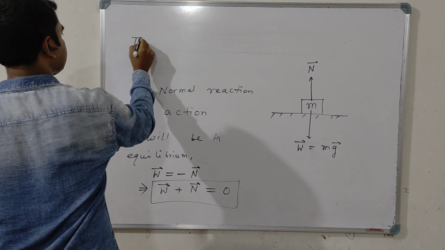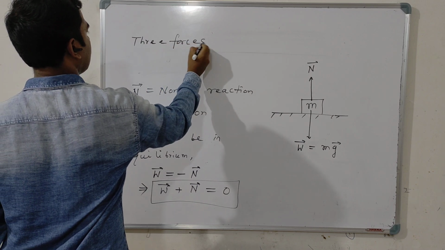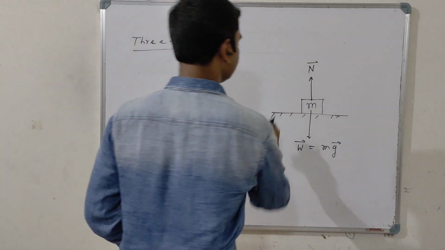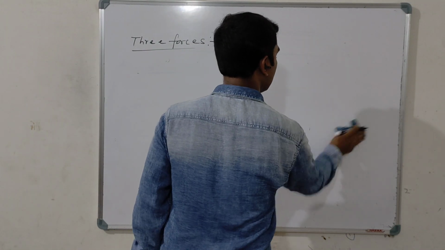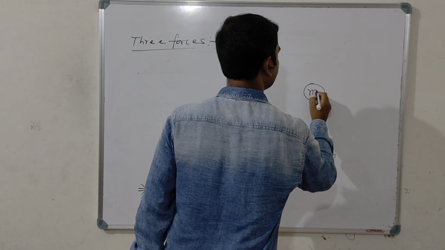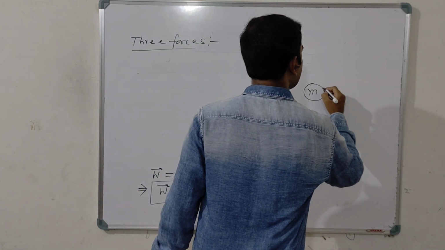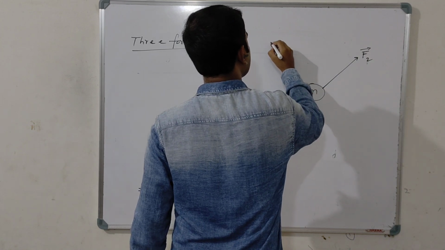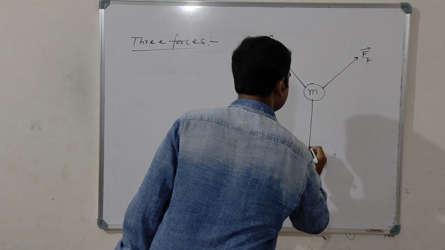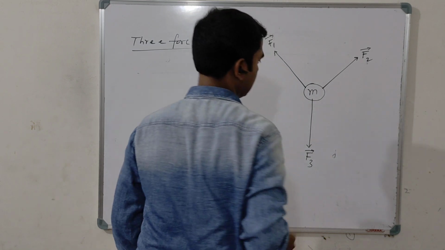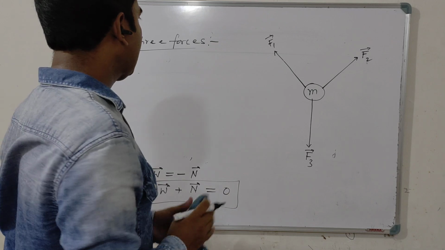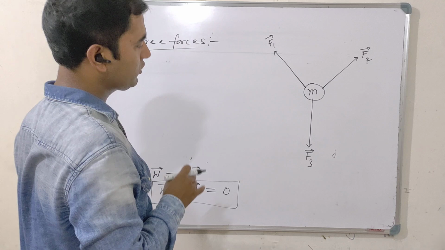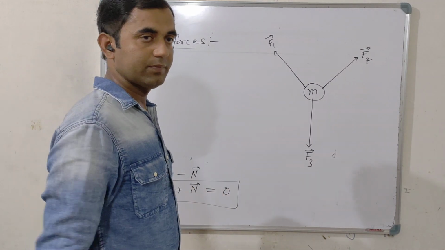Consider three forces. Let us have a look. Now consider a block of mass m and three forces are acting on it. Consider them to be F1, F2 and F3. They are concurrent forces and they will be in equilibrium if F1 vector plus F2 vector plus F3 vector is equal to 0.